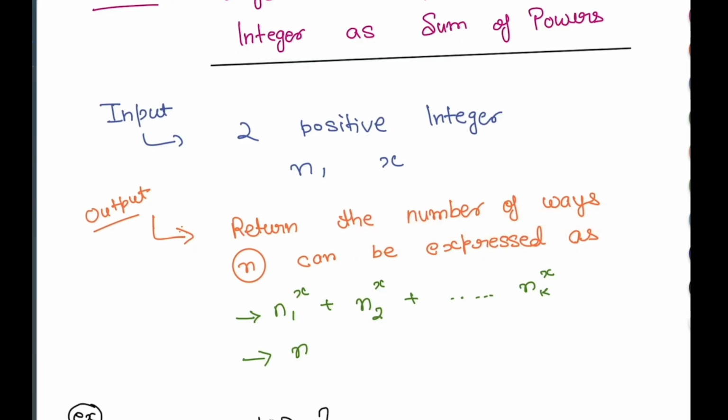That is, we want to make sure that if we decide few numbers n1, n2, n3 up to nk, and we raise all the numbers to the power of x, that is n1 to the power of x, n2 to the power of x up to nk to the power of x, take the sum of all of these, it should be equal to n. You have to make sure that this n1, n2, n3, nk all are unique in a particular set or in a particular way. Now, if you are confused with the problem, no worries.